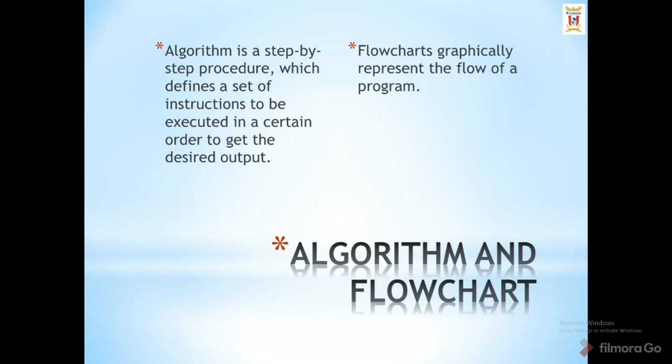The next topic is algorithm and flowchart. We have done this in the previous class. So an algorithm is a step-by-step procedure which defines a set of instructions to be executed in a certain order to get the desired output. For example, packing your school bag or preparing tea. Next is flowchart. Flowcharts graphically represent the flow of the program.